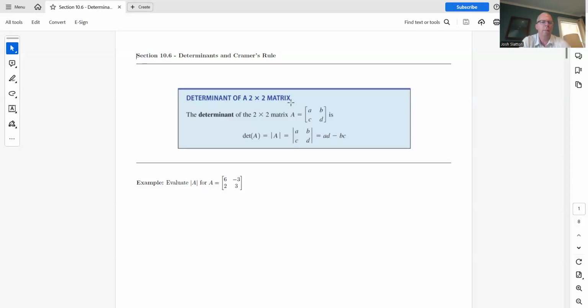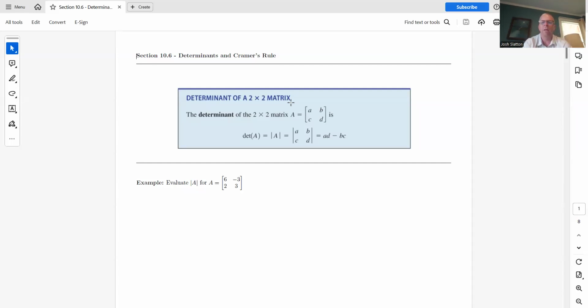All right, so 10.6. This section is on determinants and Cramer's rule. The first half we're going to talk about determinants, and maybe the first two-thirds, I don't know. A determinant is just a numerical way that we can represent a matrix. Obviously, with one number, two matrices could have the same determinant, so it's not a unique way to represent a matrix, but it is a way that we can measure a matrix.